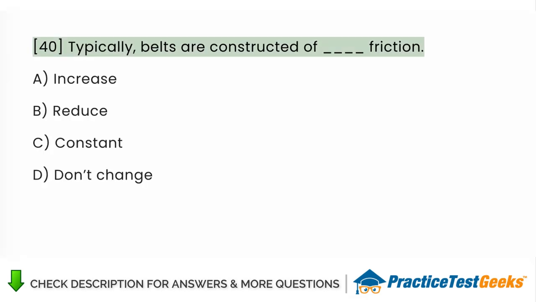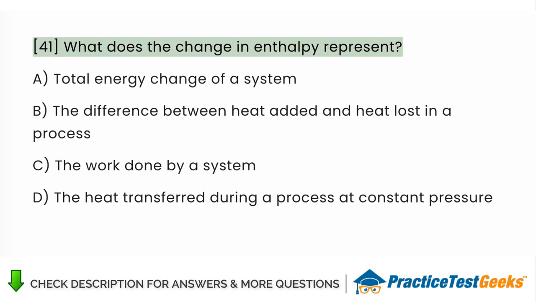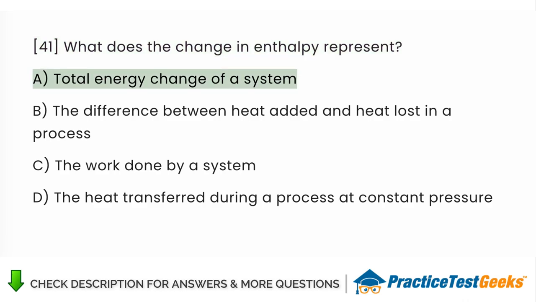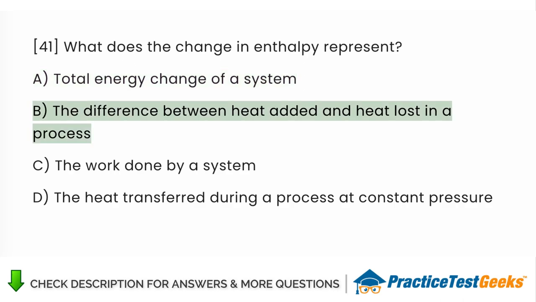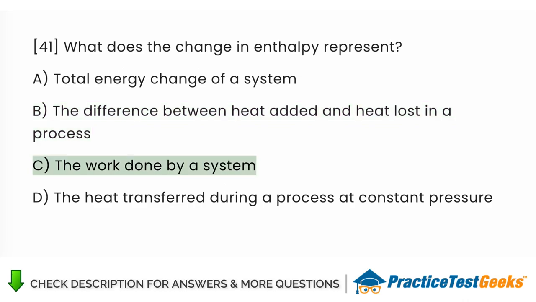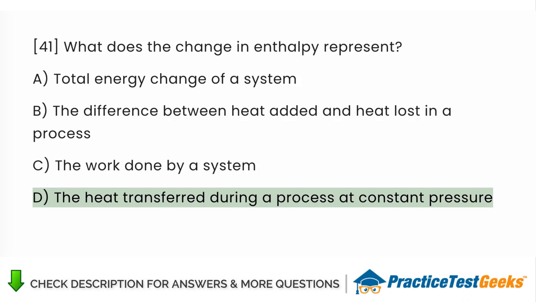Typically, belts are constructed to friction. A. Increase. B. Reduce. C. Constant. D. Don't change. What does the change in enthalpy represent? A. Total energy change of a system. B. The difference between heat added and heat lost in a process. C. The work done by a system. D. The heat transferred during a process at constant pressure.